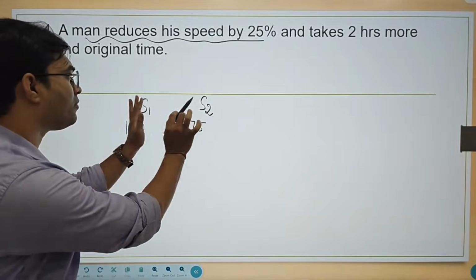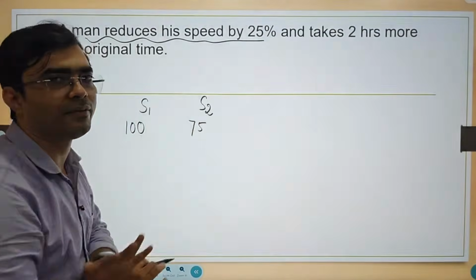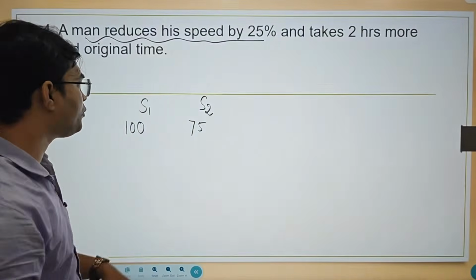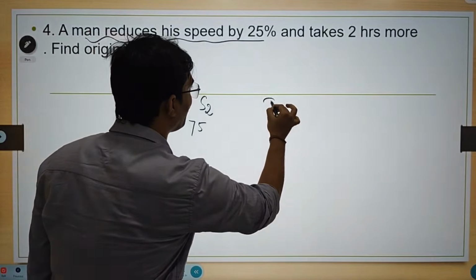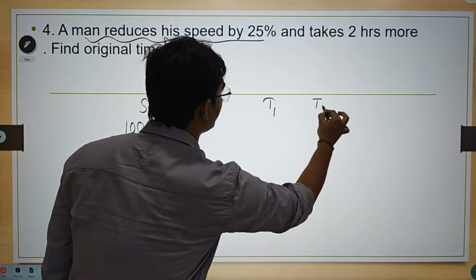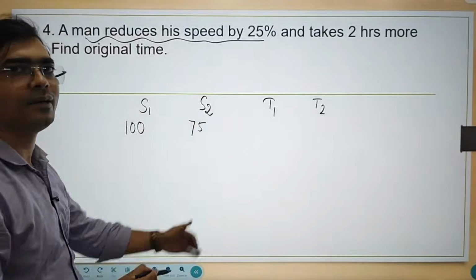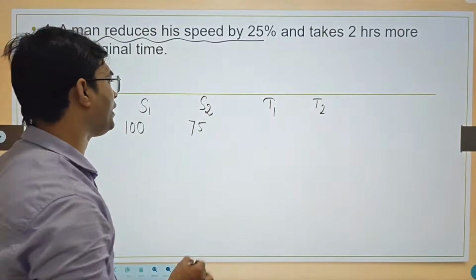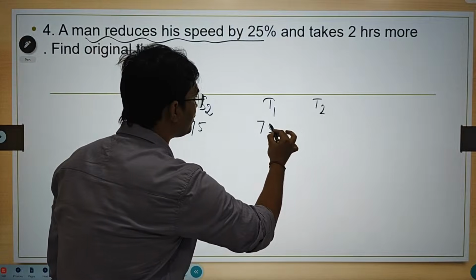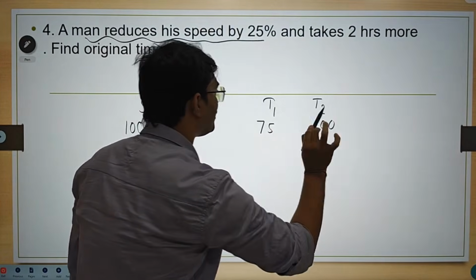So you know what, S1 is to S2, 100 is to 75. If the ratio of S1 is to S2 is 100 is to 75, what is the ratio of T1 is to T2? Sir, if it is A is to B, other ratio will be B is to A. So the answer must be equal to 75 is to 100. That part is clear.